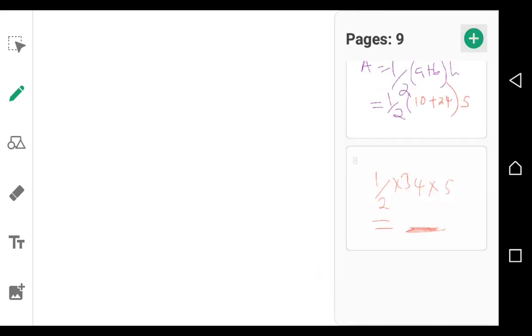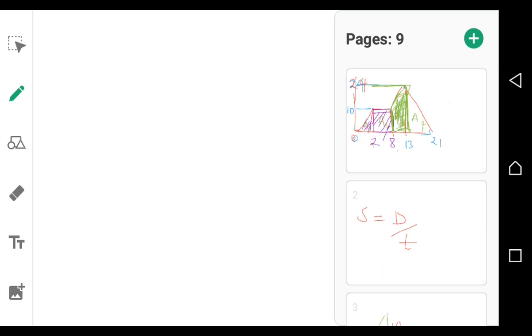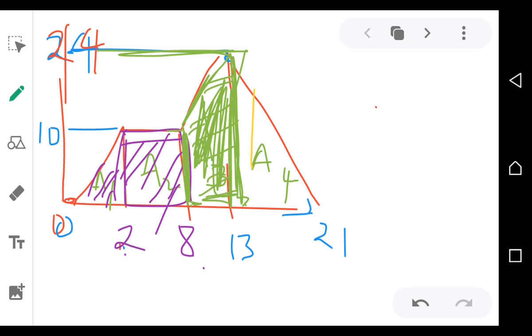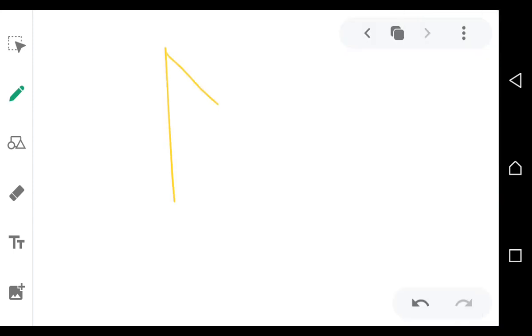Again, you find the area of the last shape. Which one is the last shape? We go back to the diagram. The last shape is this shape, the one that I'm shading in yellow. It's like a triangle. You see, I'm finding the areas of all the shapes. So again, that triangle is like this.